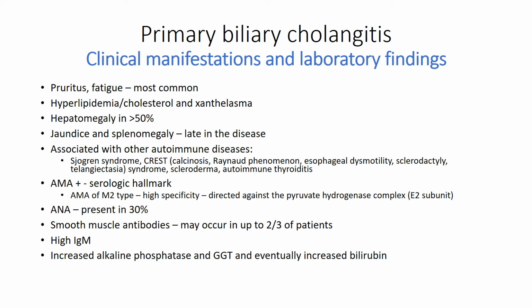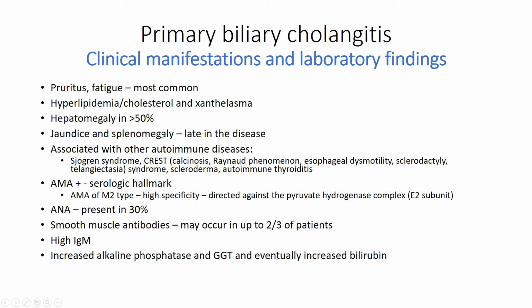And that was quite diagnostic, but we no longer see that because the diagnosis of PBC is made much earlier, before that develops. Hepatomegaly in 50%. So when a patient is examined, the clinician will be able to palpate the edge of the liver beyond the subcostal angle. And it's associated with other autoimmune diseases: Sjogren, CREST, scleroderma, and autoimmune thyroiditis.